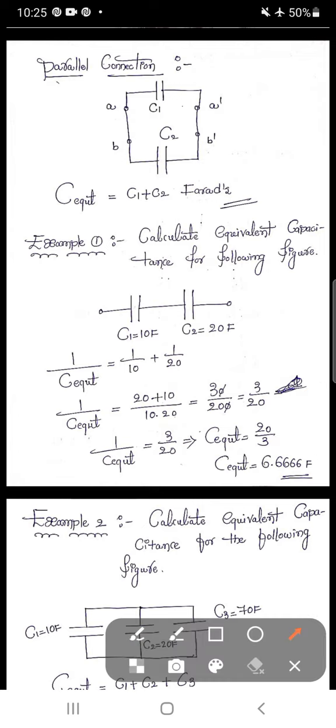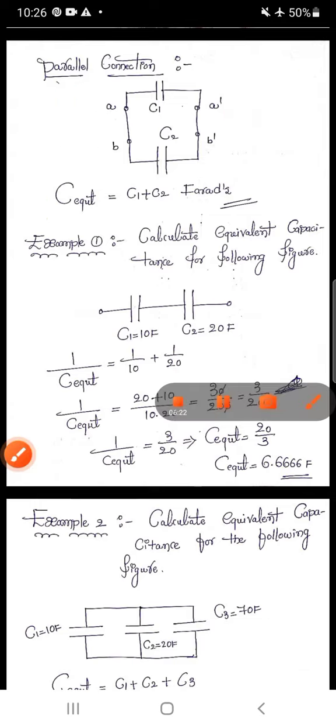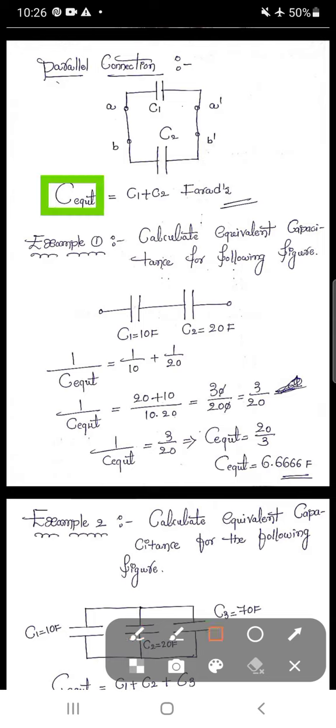Now coming to the parallel connection. Just see here. Whenever the A terminal and B terminal of two individual capacitors are connected directly like this, and A dash and B dash of two individual capacitors are connected like this, then this particular type of connection we call a parallel connection. So whenever two capacitors are connected in parallel, to find the equivalent capacitance, we can directly add the two values like this.